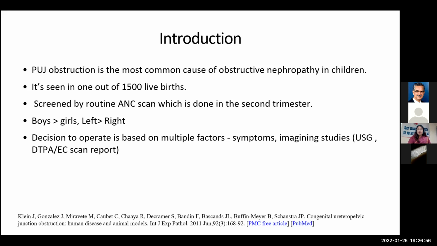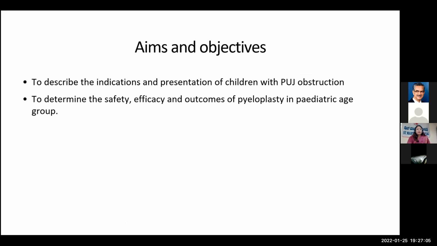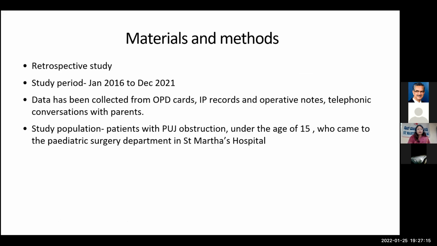As surgeons, we love to operate, but the decision on when to operate is very important, and this is based on the symptoms and the imaging studies that are done, basically the USG and the DTPA or the EC scan. The aims and objectives of my paper are to describe the indications and presentation of the children with PUJ obstruction and to also determine the safety, efficacy and outcomes of pyeloplasty in these kids.